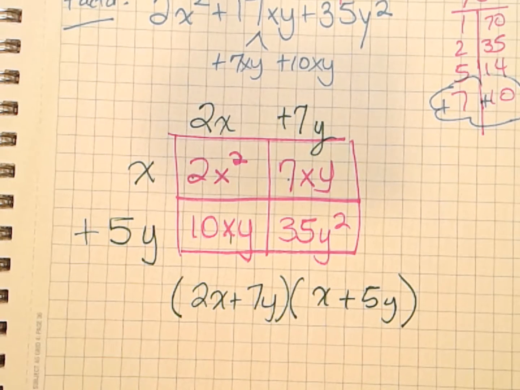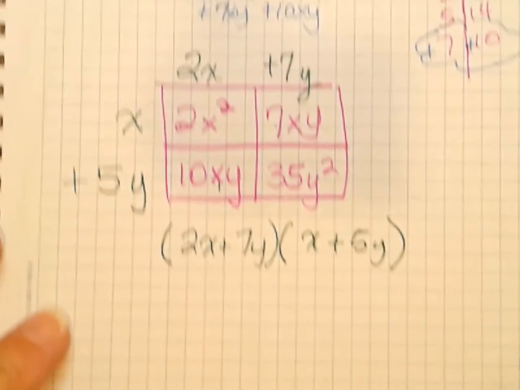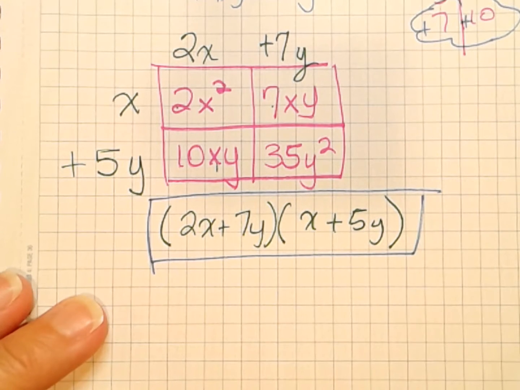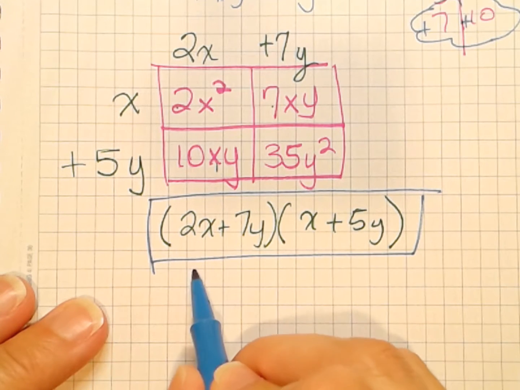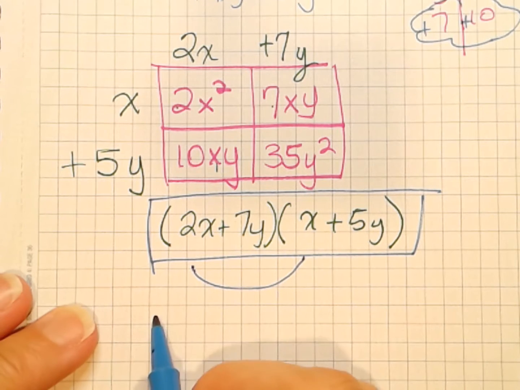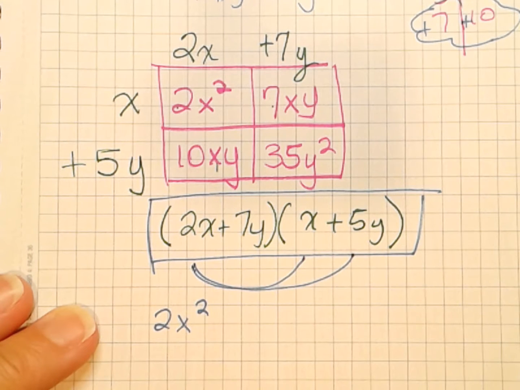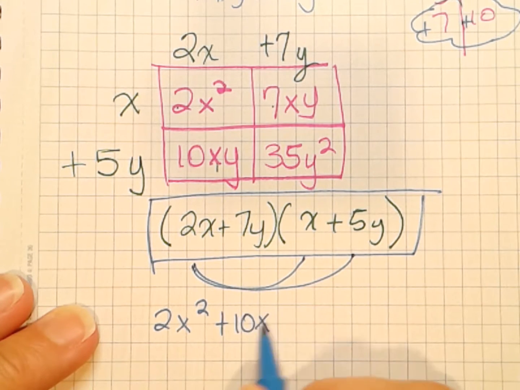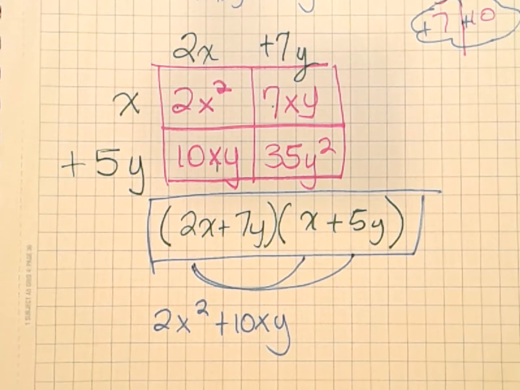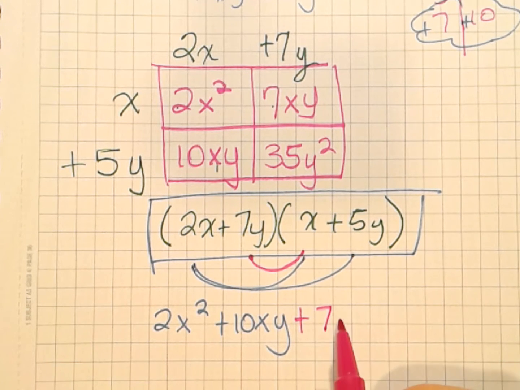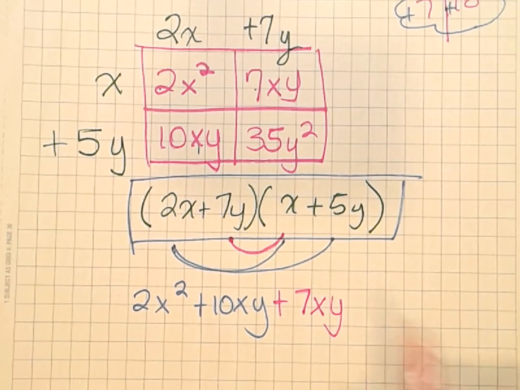Now for this one, I'm going to go ahead and check it so that you can see that I did get it correct. I feel like this is my final answer, so I'm going to put my box around it. Now I'm going to multiply. I'm going to take the 2x times the x. That's 2x to the second. And then 2x times the positive 5y, so that's positive 10xy. And then I'm going to take the 7y times the x. When I multiply those, it's going to be yx, but in math, we usually write it in alphabetical order, so I'm going to put the x first. Okay, so xy.